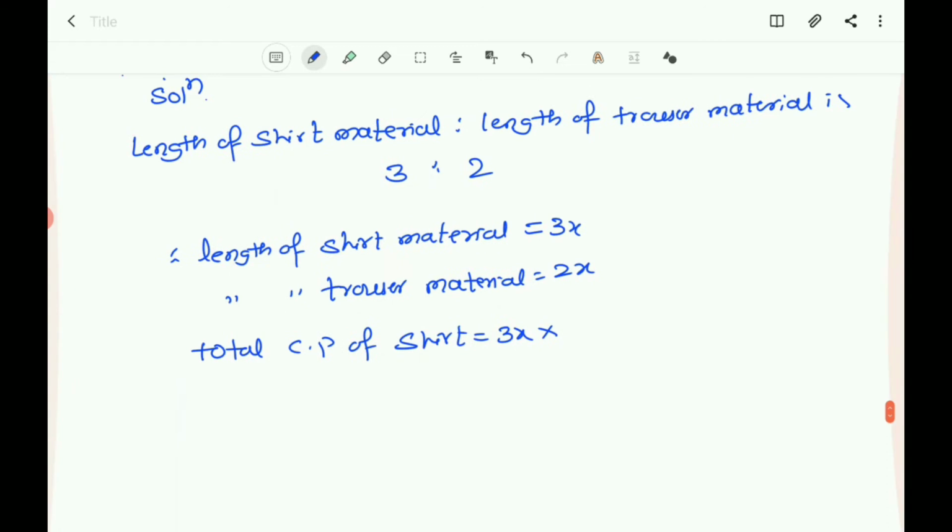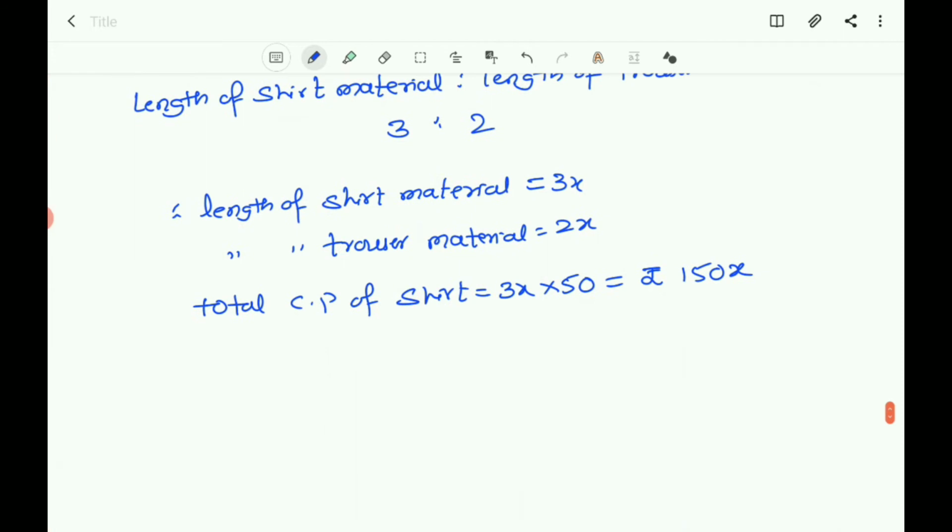So for the length of 3x, it becomes 3x into 50, that is rupees 150x. Here the total length of the shirt piece we have taken is 3x, therefore the total cost for 3x length becomes 3x into 50, that is rupees 150x.